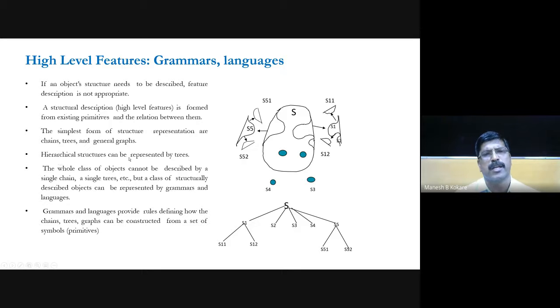So hierarchical structure can be represented by a tree generally. The whole class of objects cannot be described by a single chain or a single tree, etc. But a class of structurally described objects can be represented by grammars and languages. What grammar and language are, we'll see later on. Grammar and language provide the rules defining how chains, trees or graphs can be constructed from a set of symbols or primitives.